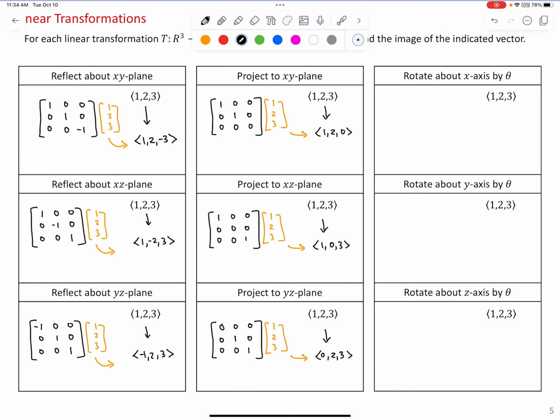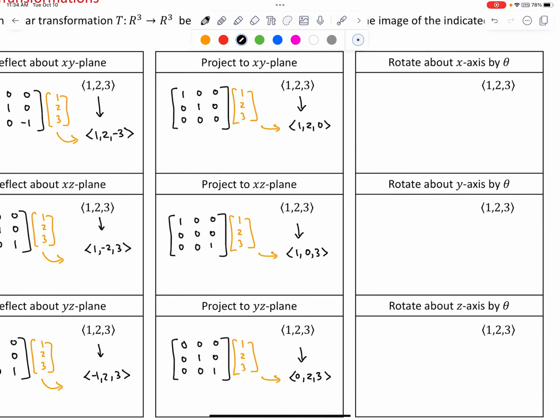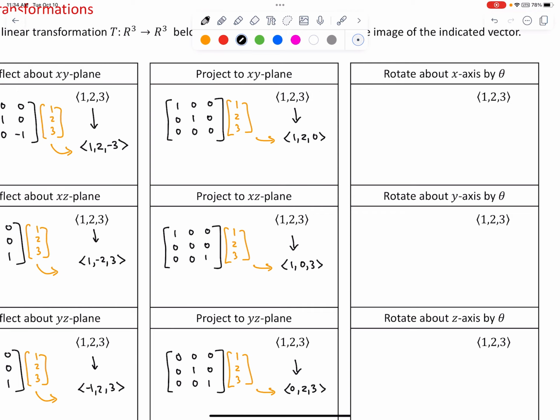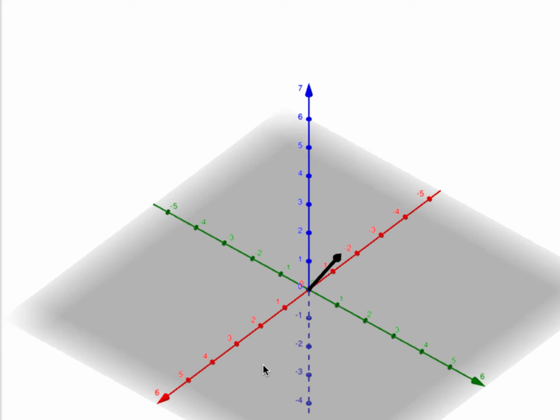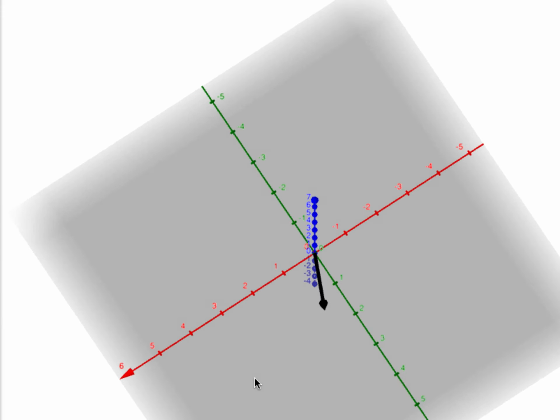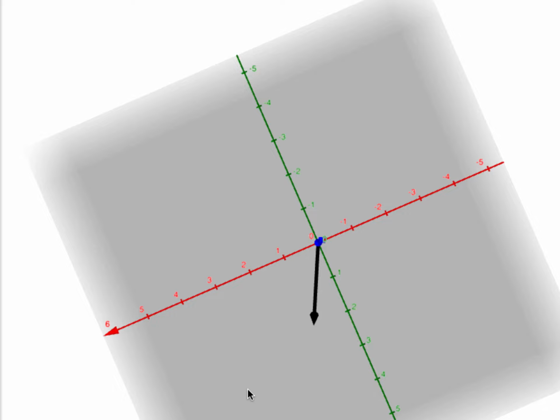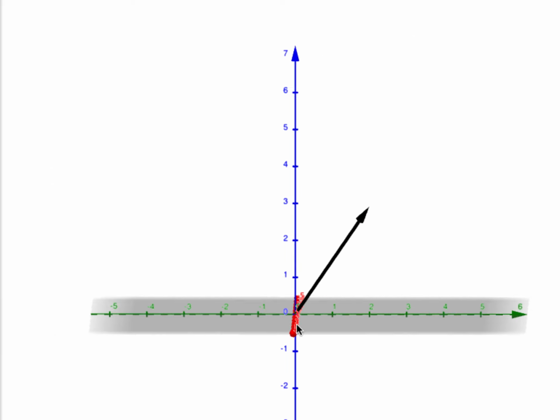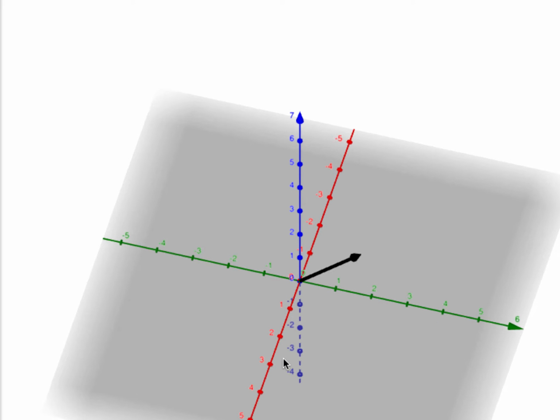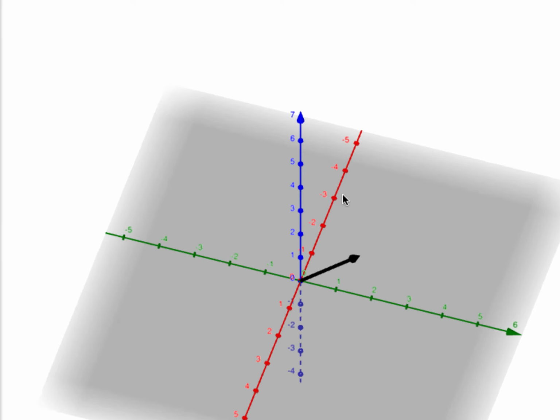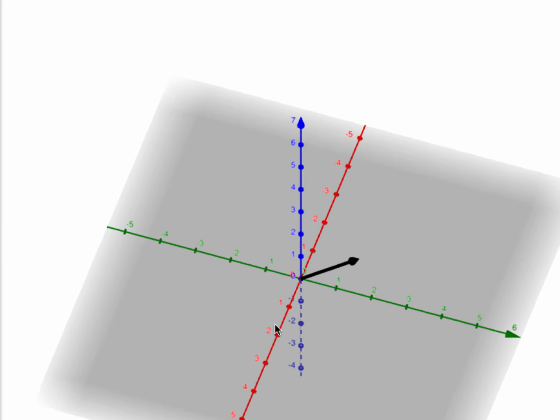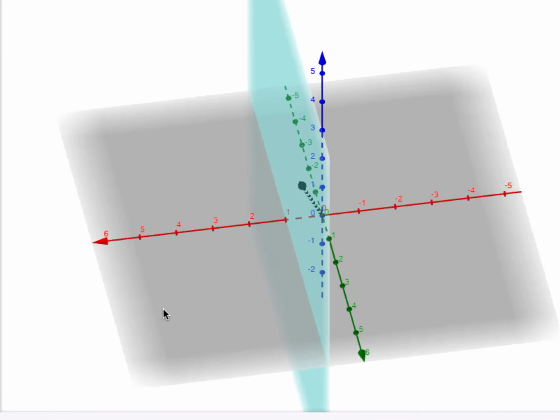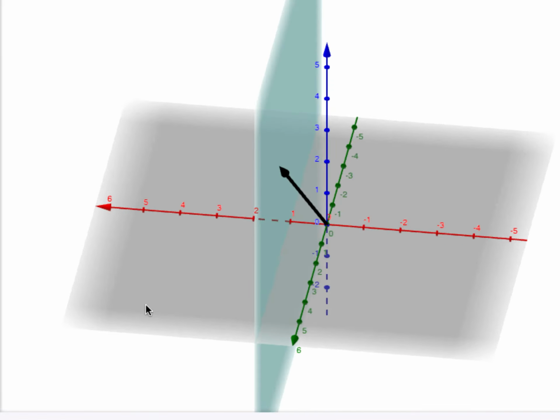Now let's explore the rotations, a little bit more complicated. If you want to rotate about the x-axis by theta, let's first show with technology what that means. Okay, so I've plotted the vector 1, 2, 3. It's 1 in the x direction, 2 in the y direction, and then up 3 units. Now I'm going to rotate this around the x-axis. The x-axis is the red axis. So imagine the plane x equals 1, and you can see the vector hits that plane.